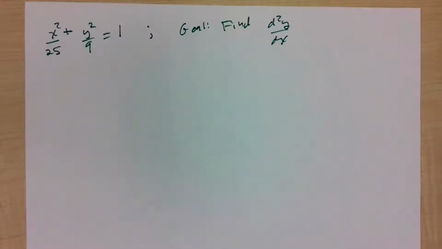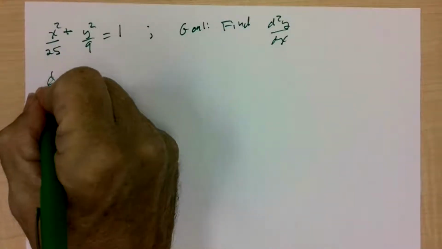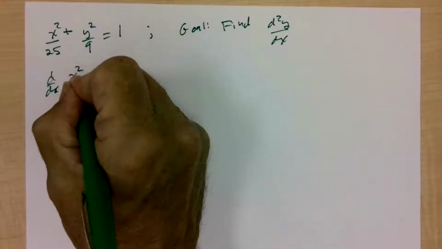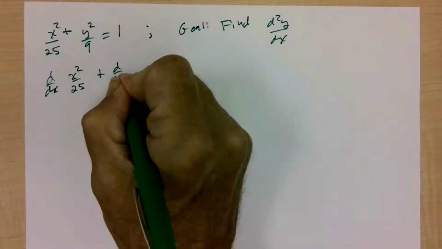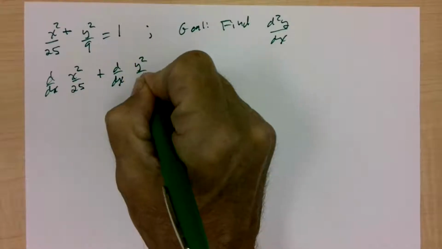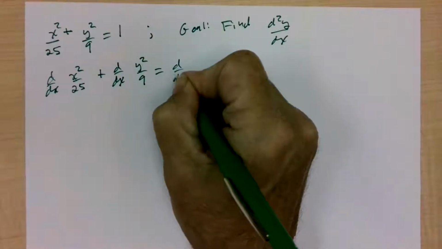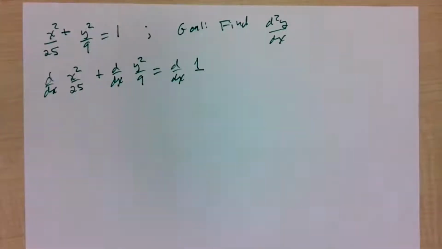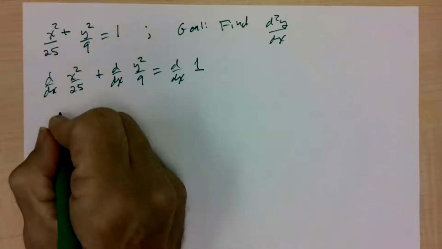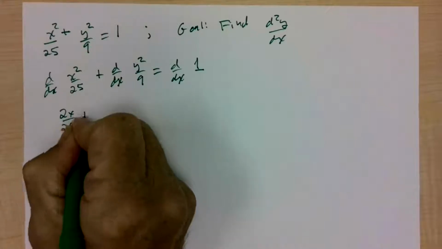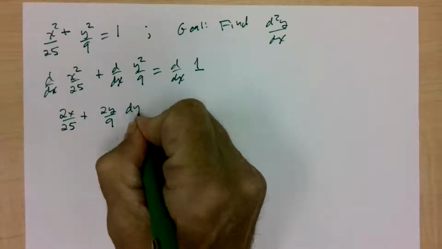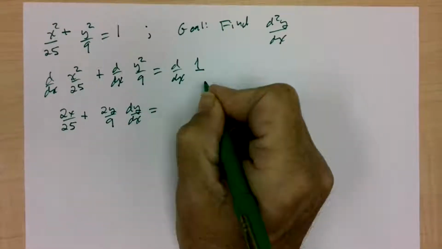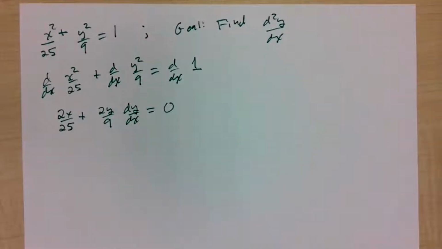So the first step is to take the derivative with respect to x of each piece. The derivative with respect to x of x squared over 25 plus the derivative with respect to x of y squared over 9 equals the derivative with respect to x of 1. So this first piece will give me 2x over 25. Second piece will give me 2y over 9 dy/dx. The derivative with respect to x of 1 is 0.